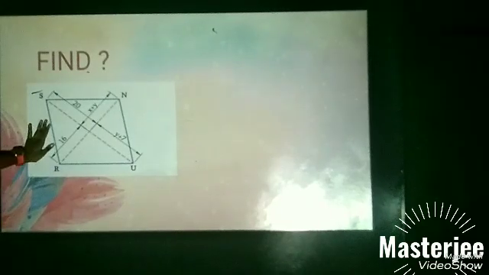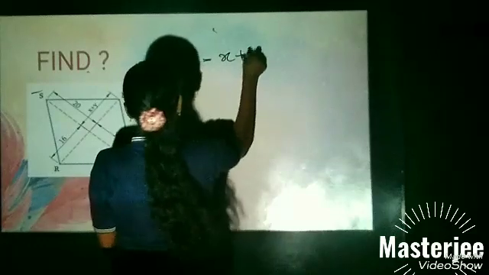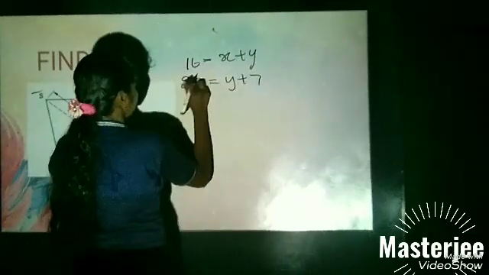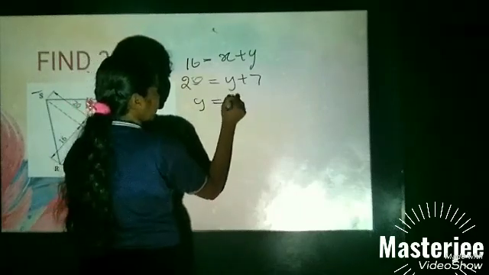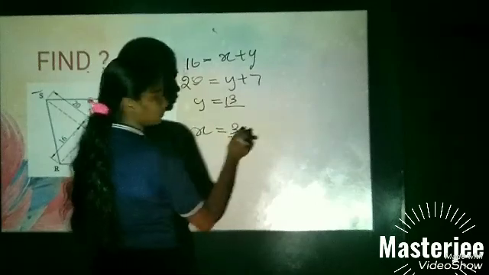As the diagonals bisect each other, here 16 is equal to x plus y and 20 is equal to y plus 7. So y is equal to 13 and x is equal to 3.